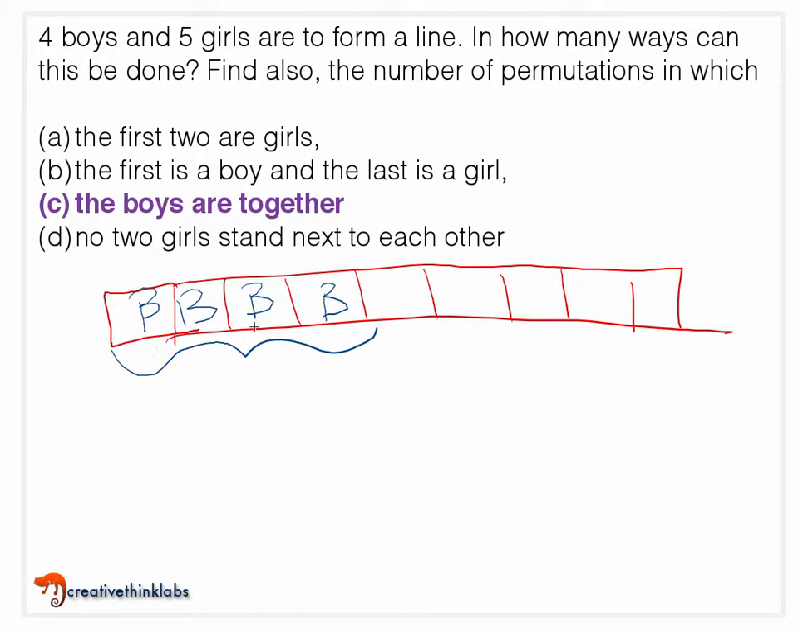Now, these boys among themselves, they can be rearranged in 4 factorial. Okay, so we can rearrange these boys. They are together, but they can be rearranged in such a way that it yields 4 factorial. Now, the remaining are all girls. Now, we know there are 5 girls remaining.